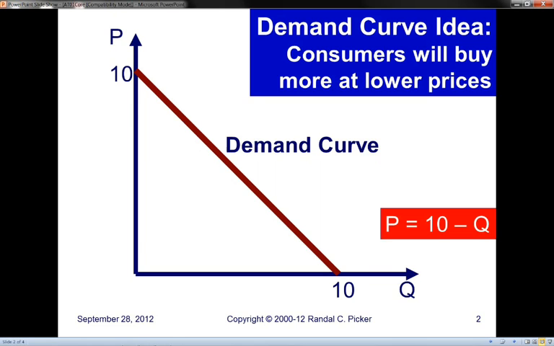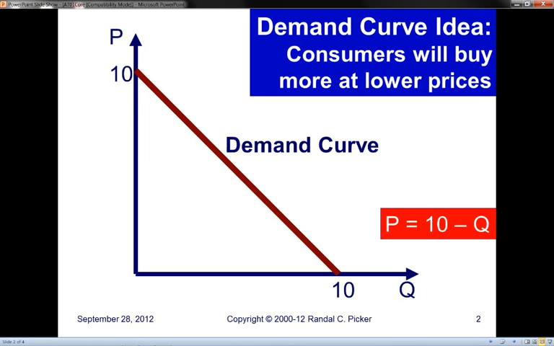The demand curve captures a very simple idea that consumers who face prices will buy more when the price is lower, and that's our everyday experience. The demand curve also is a way of capturing the value that a customer has for the product in question. Customers who value it more, in some sense, are at the top part of the demand curve. Customers who value it less are at the lower part.